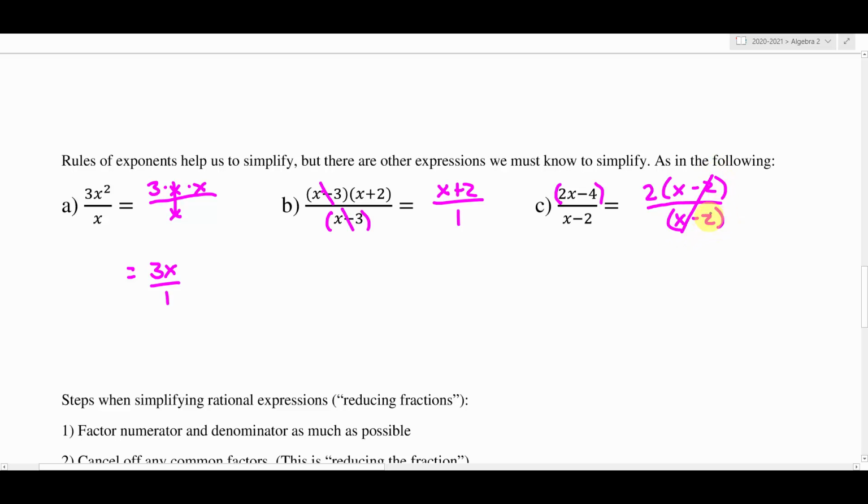Right, so the x minus 2's will cancel because I have one in the top and one in the bottom, and those are factors. So this is going to cancel to be 2 over 1. All right, so there's our expression.